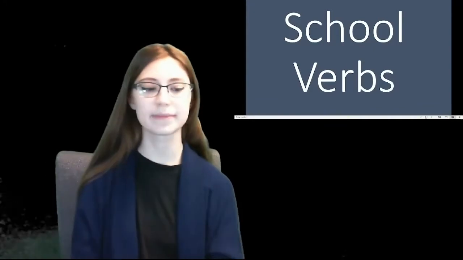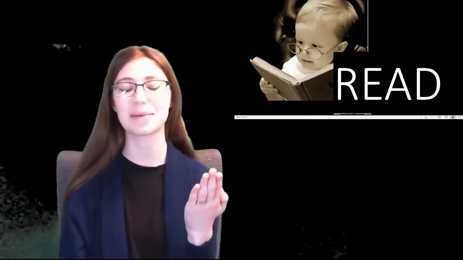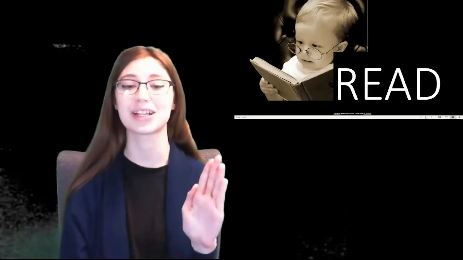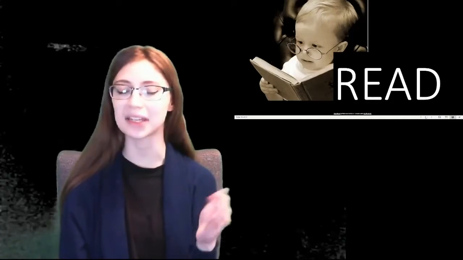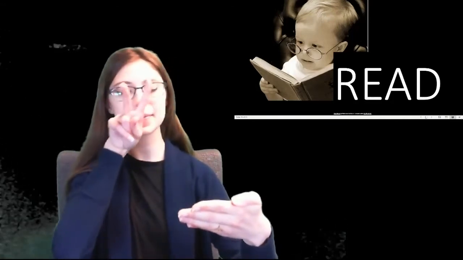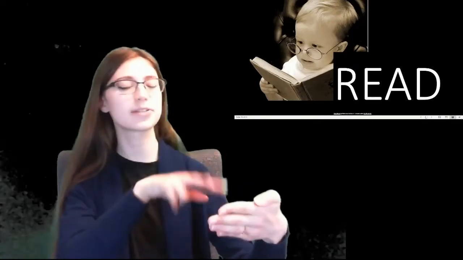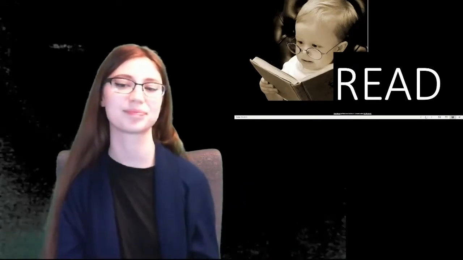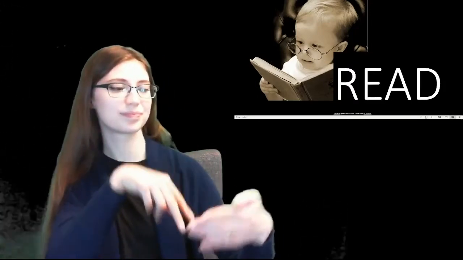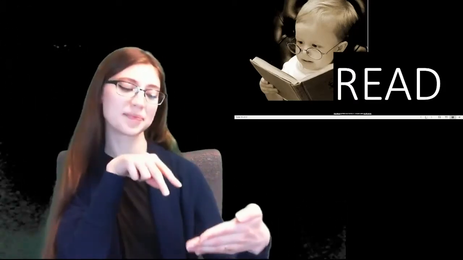School verbs. Our first word is read. So you're going to use your non-dominant hand in an open B hand shape as a page. Again, you're going to look at that page with your two eyes and you're going to read it. So just your eyes looking over a page. Read.